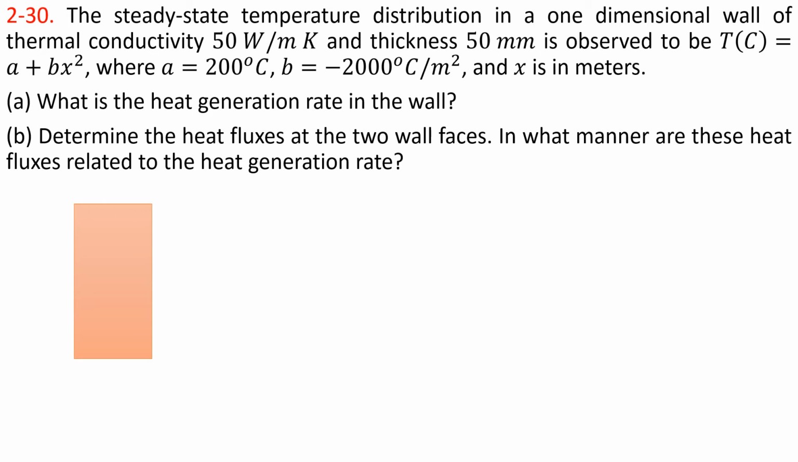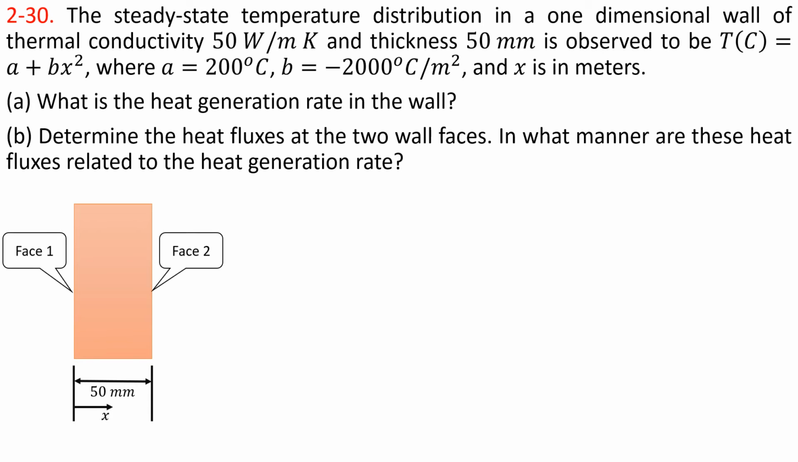Now, this is our wall, which is 50 millimeter of thickness. Phase 1 is the phase where x is 0, and phase 2 is where x is equal to L, which is equal to 50 millimeter. We have taken x positive in the right direction.